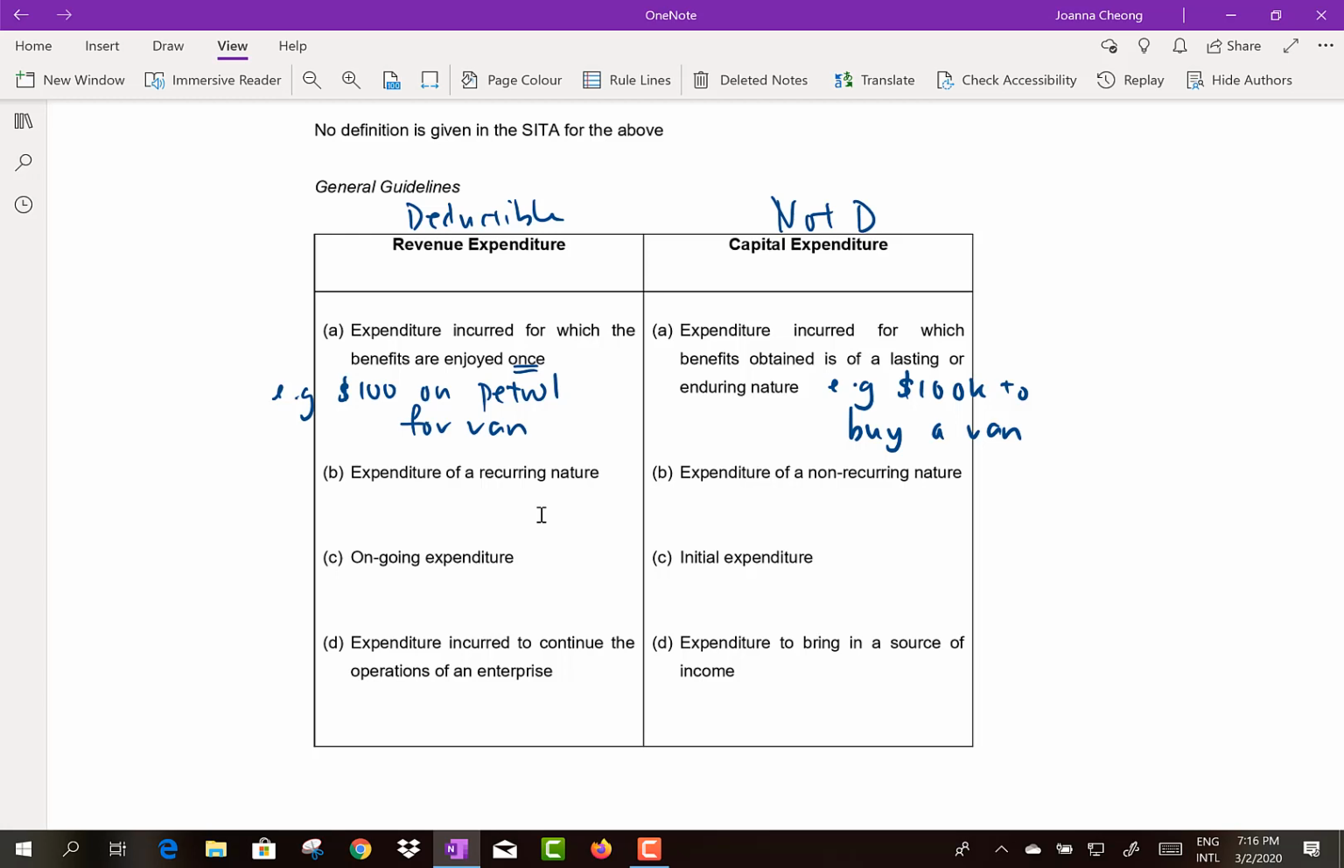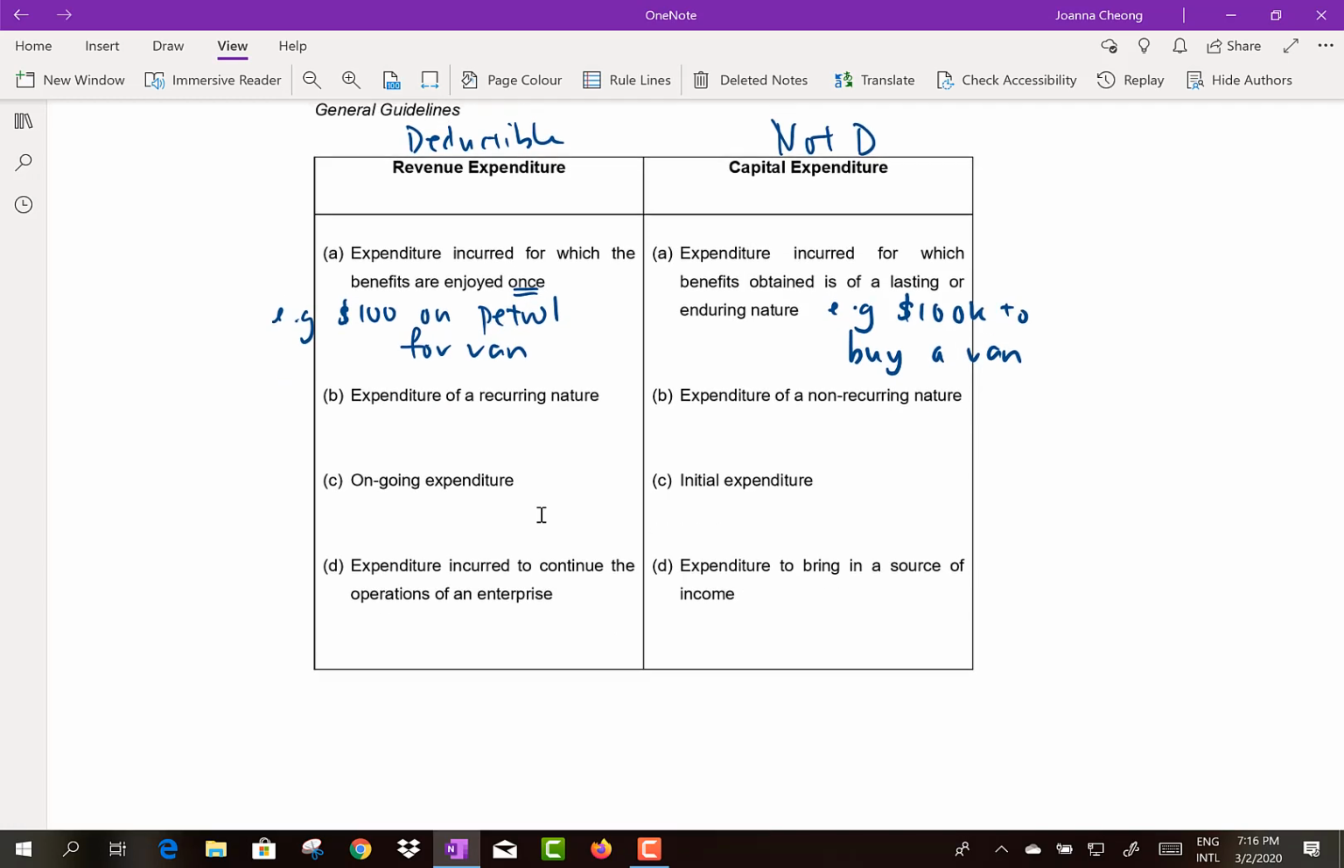However, if you buy a capital in nature item, you may be allowed to claim capital allowance, which we will cover in about 3 lectures' time. So that is the first, part A. Now part B and part C are pretty similar, so I will combine these two to help you understand the differences between revenue and capital in nature.